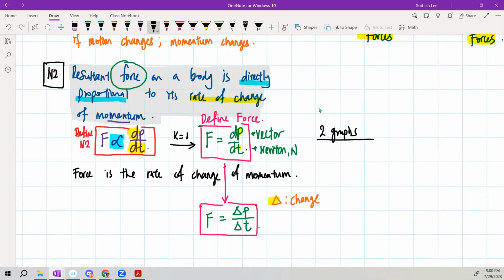And the first graph that I can think about is P over T, or P against T. If I have a PT graph and F is dP dt, then the gradient of this graph, gradient is dP dt, right? So gradient is equal to force.